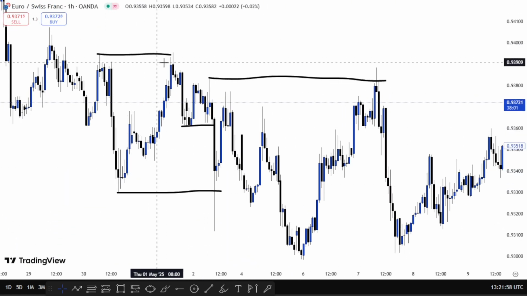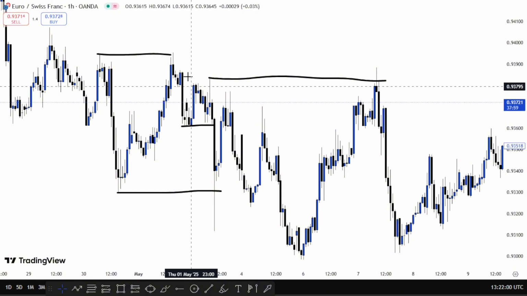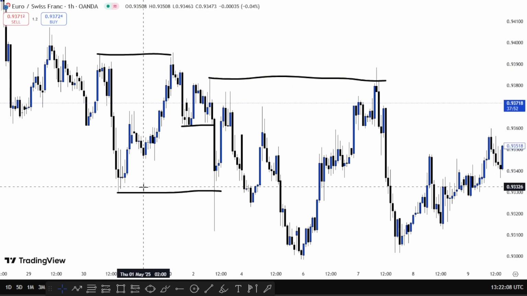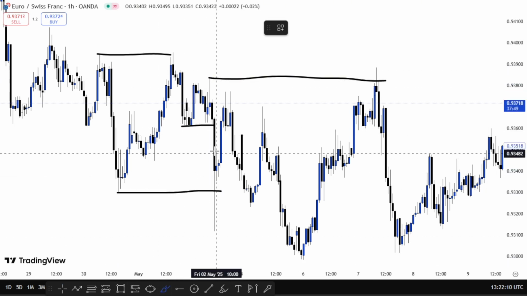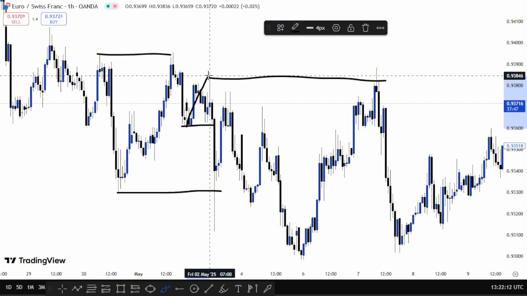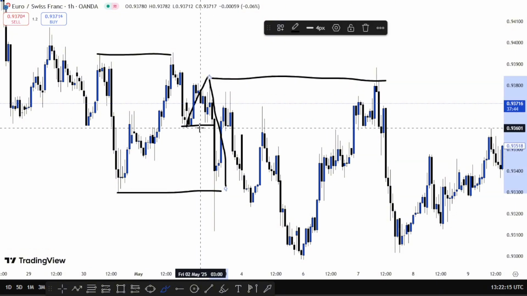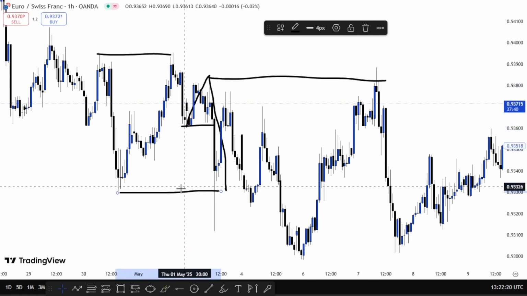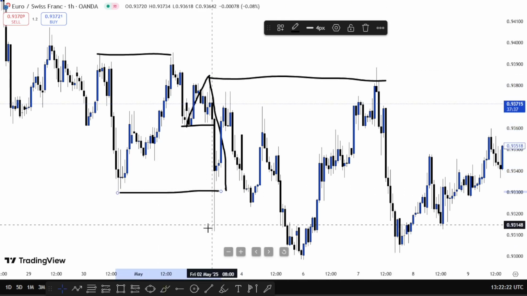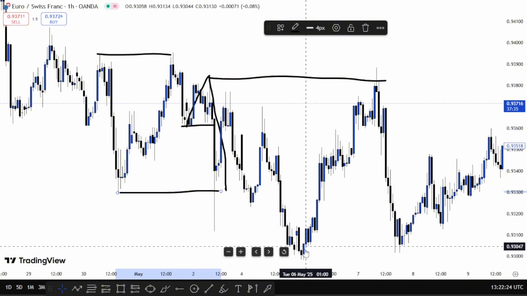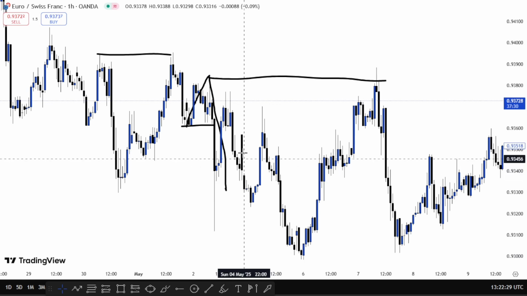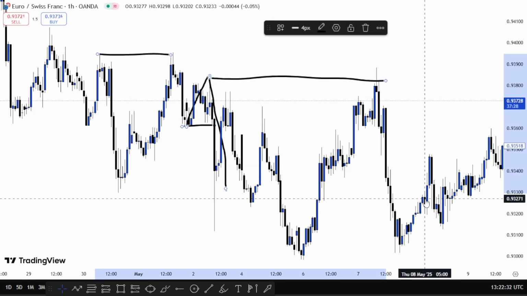We have a sweep of liquidity right here, and then a break of structure to the downside. So we have an internal structural liquidity, and then this pullback, which led to the break of structure and gave us structural liquidity. Then we have a second break of structure, and finally the market came back and tapped into that area. Let's just delete the whole thing and do it properly.